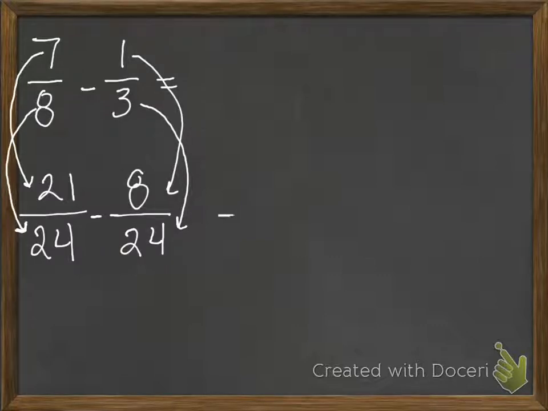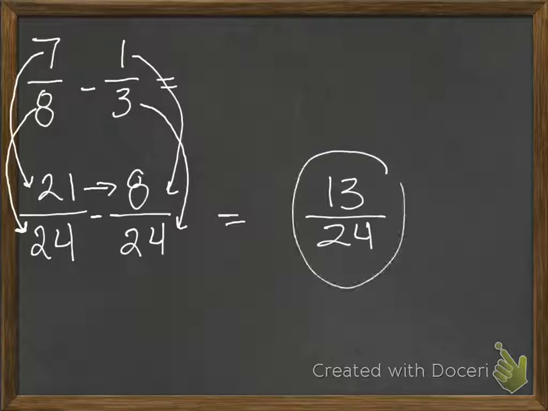Okay, we have common denominators, so we have to keep those. And now we go straight across. We have to say 21 minus 8 is 13. And can 13 be broken down anymore? No, it cannot. So we know 13/24 is our answer.